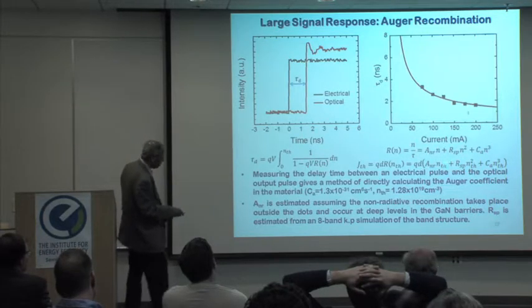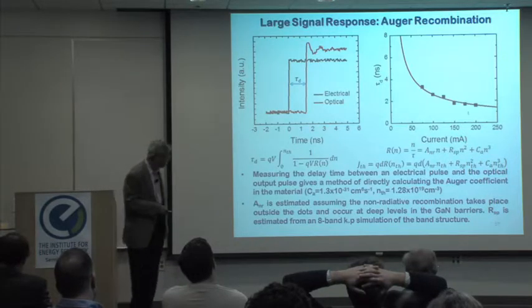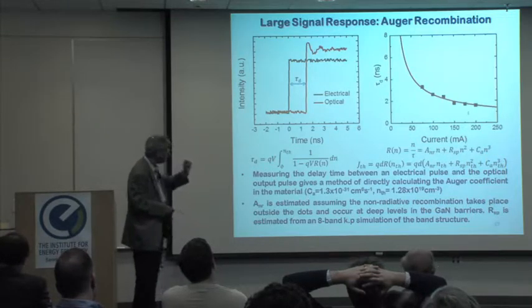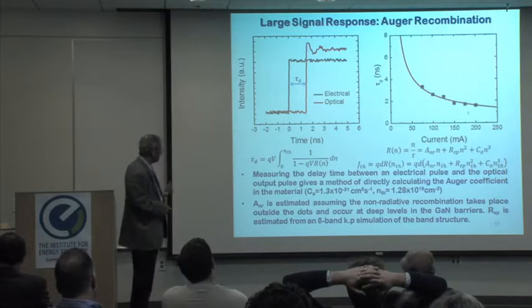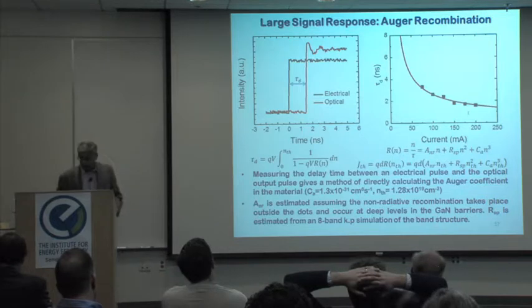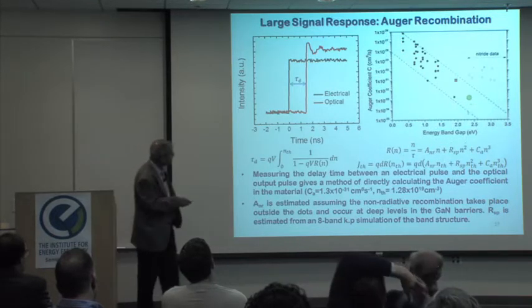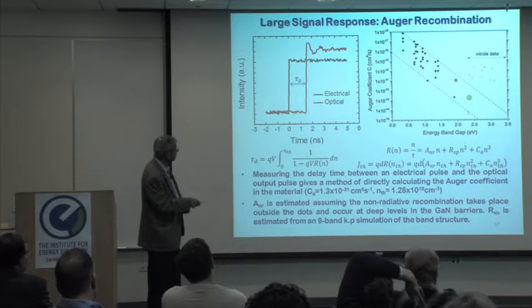We get the radiative recombination rate by a k dot p calculation on the band structure, and for the non-radiative recombination, we actually went in and did deep level transient spectroscopy measurements and characterized the deep levels, determined their density, and from the density we measured A_NR. So these are the Auger coefficients that we get in blue, green, red.